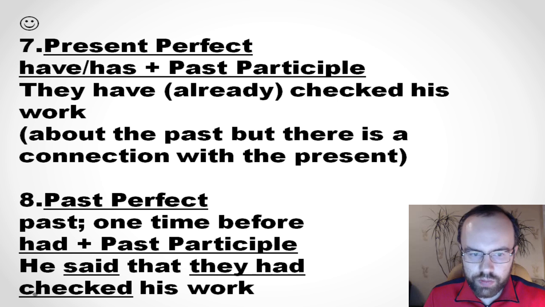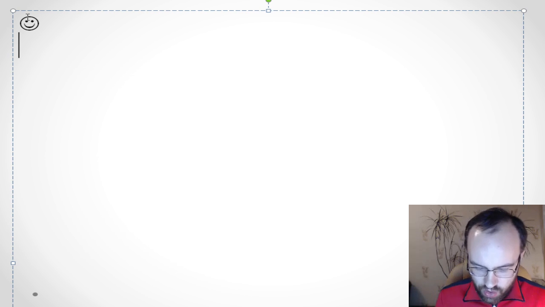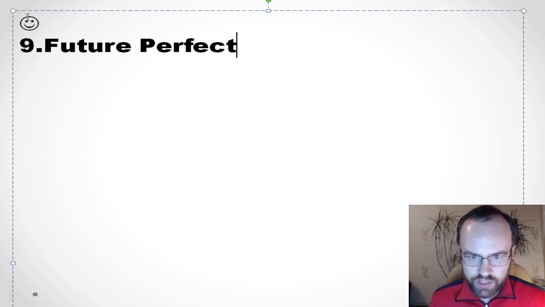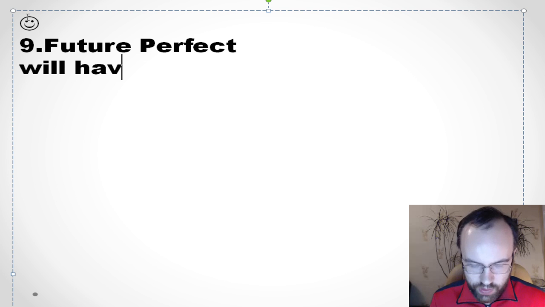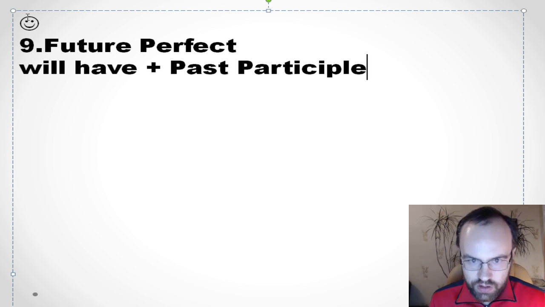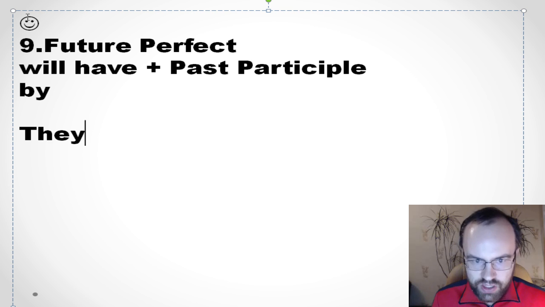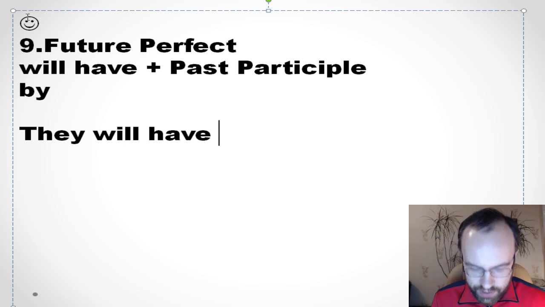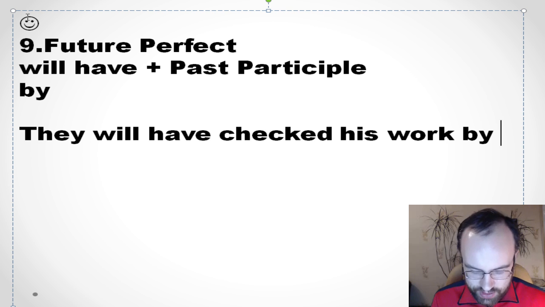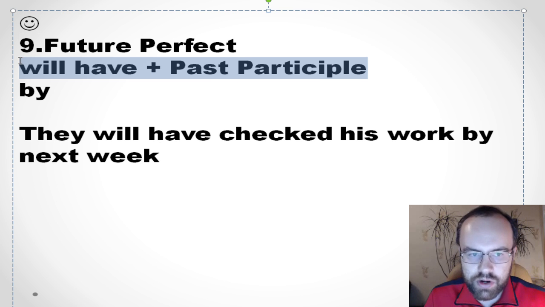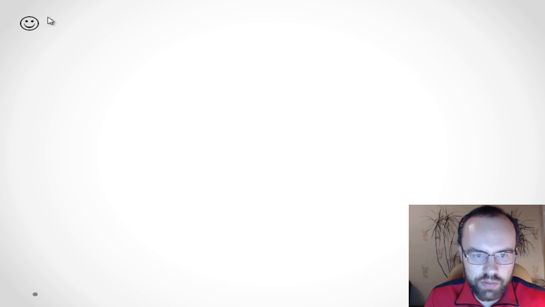So let's talk about future perfect. We use it when we talk about the future, but what's the formation of future perfect? It's will have plus past participle. We use it when we have by. So you can say that they will have checked his work by, let's say, next week. So will have plus past participle when we have by.